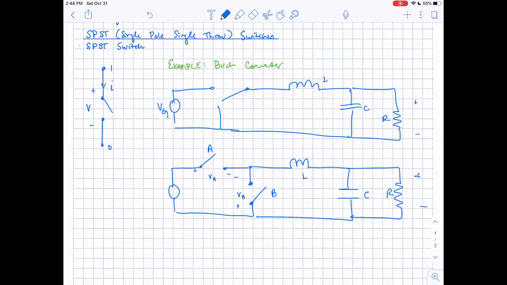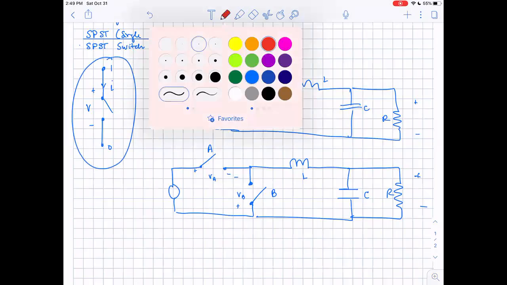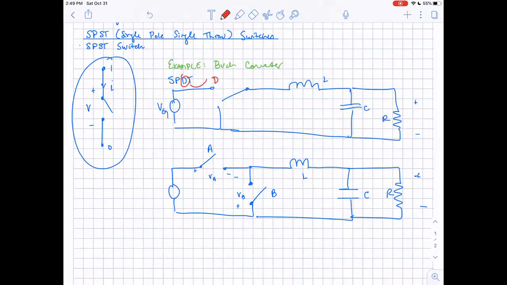Okay, so we're going to talk about the single pole, single throw types of switches. And over here, I've drawn that. This is the SPST switch, and this is kind of taking an example of the buck converter. We have the SPDT switch, where D is double throw. So this is a single pole double throw switch. And this is how it's conventionally drawn for convenience, but we're going to be replacing it with the SPST switches.